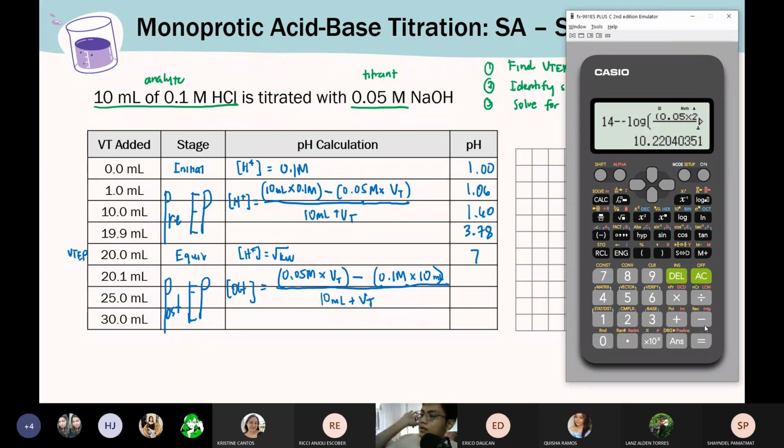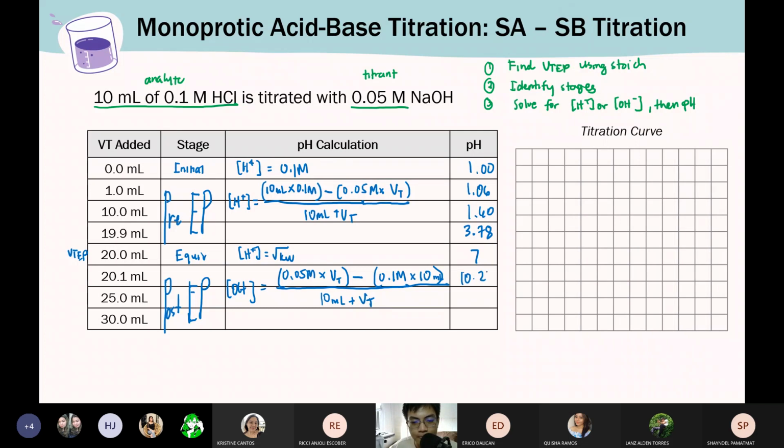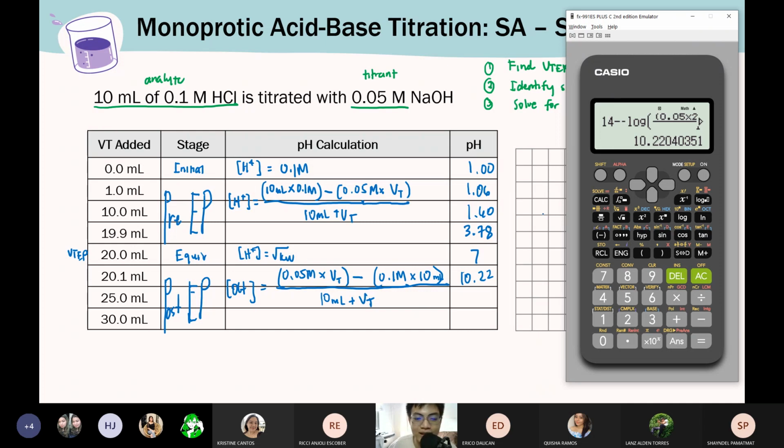So, this is the pH, 10.22. Who got this pH for 20.1 ml? Okay, so we have Shingle, Lance, Christine. Okay, yeah, very good. Okay, so 10.22. Ayan, since nasusundan nyo, kayang-kaya na ang quiz dito. Pero April pa naman, huwag kayong mag-alala. Matagal-tagal pa.